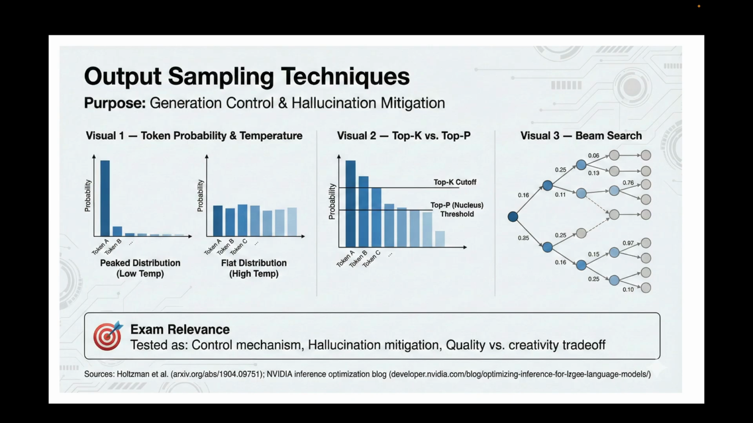We have processed the data. We understand the context. Now, how do we control how the model speaks? That is output sampling. The output head gives us probabilities for the next word. If you always just pick the single most likely word, called greedy decoding, your output can be repetitive and robotic. To make it human-like or creative, we sample from that distribution.